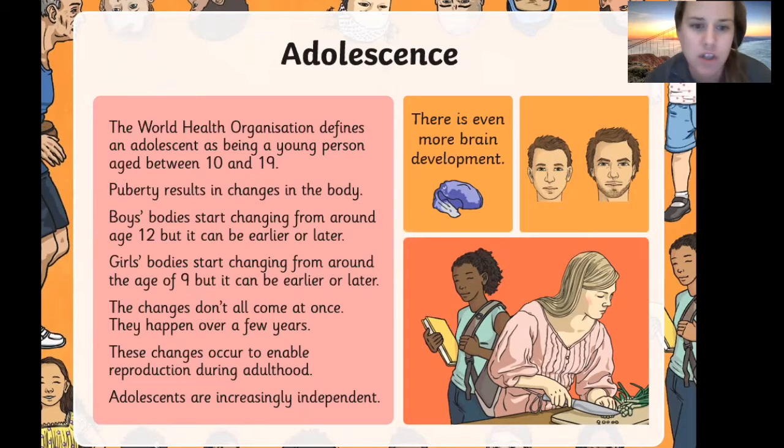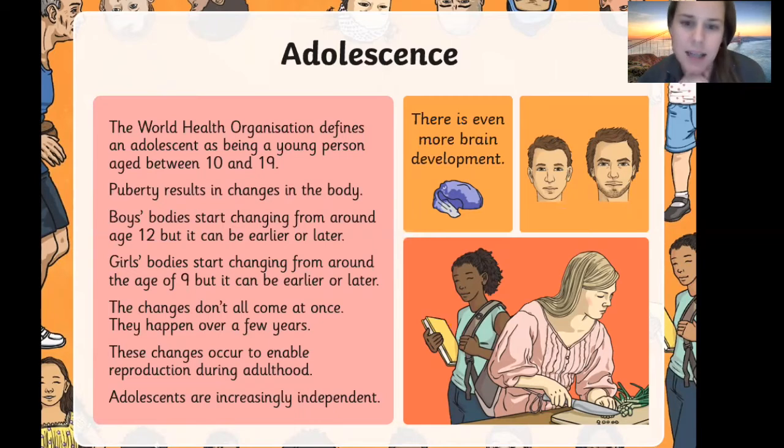Okay, puberty results in changes in the body. Boys' bodies start to change from around the age of 12, but it can be earlier or later. Girls' bodies tend to start changing from about the age of 9, but again, it could be earlier or later. So some of you might have already seen some changes start to happen, but the majority of you probably haven't yet. And that's okay. It happens when it happens. We have no control over that. Okay, so the changes don't all come at once. They happen over a few years, and these changes can occur to enable reproduction during adulthood.